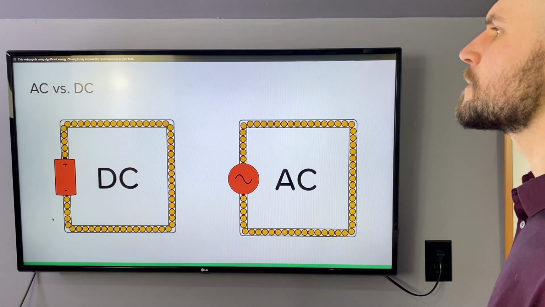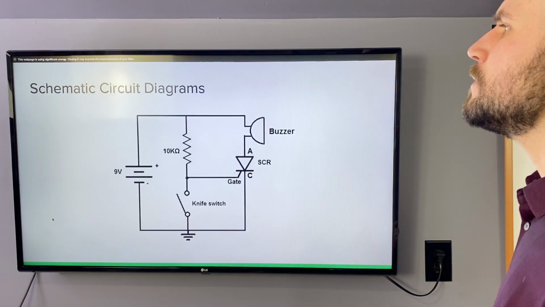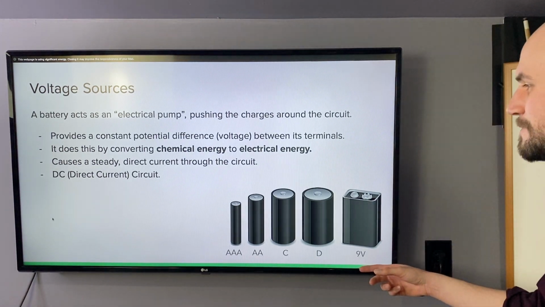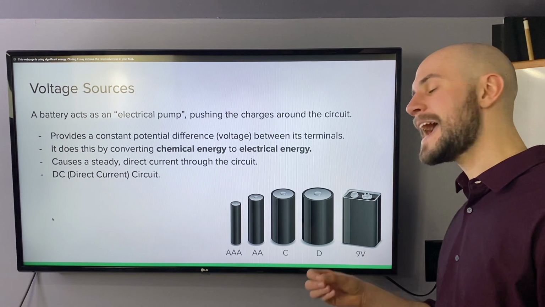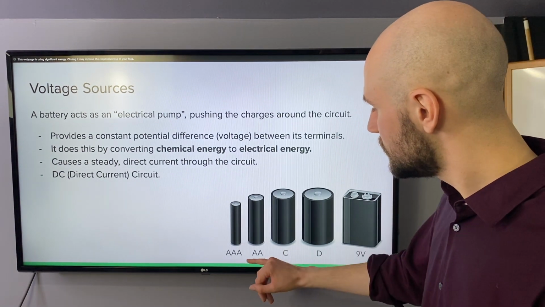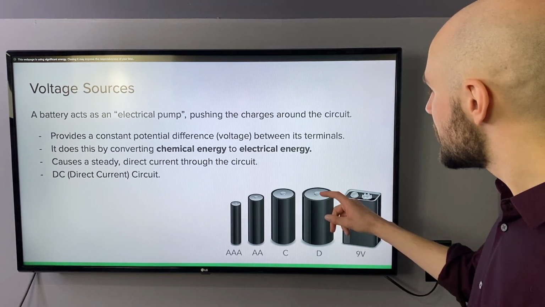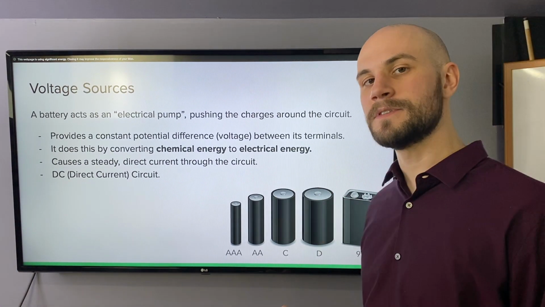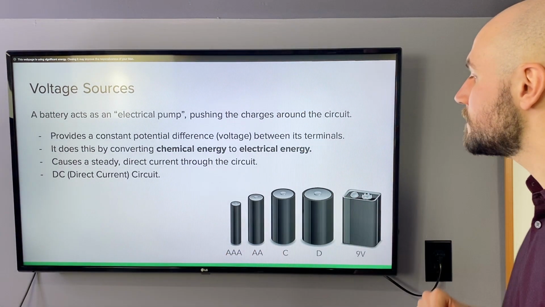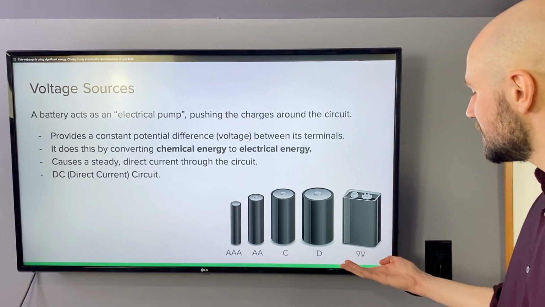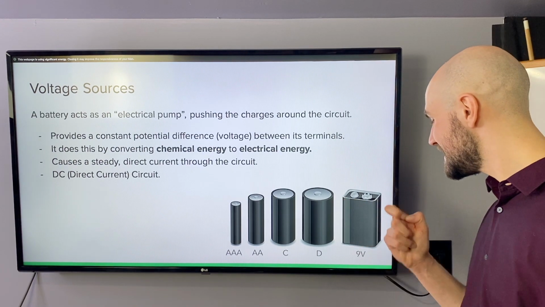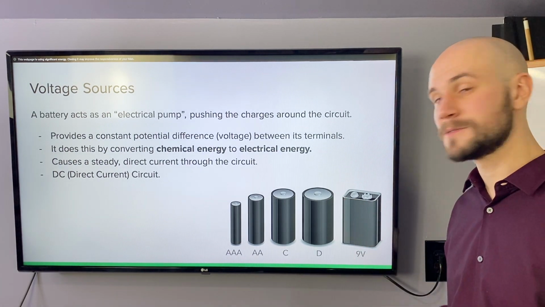Real quick, before we move on to the next thing, I want to talk about these batteries real quick. You've seen these batteries, you put these batteries in your devices, but what do they actually do? What's the electrical properties of these batteries? Well, AA, AAA, C, and D batteries, they all provide a constant potential difference of 1.5 volts. Every single one of them. All of these are 1.5 volt batteries, except for our 9 volt battery, which, you guessed it, supplies a constant steady voltage of 9 volts.